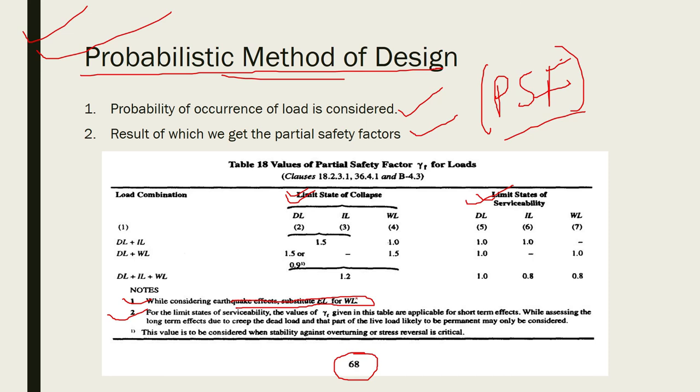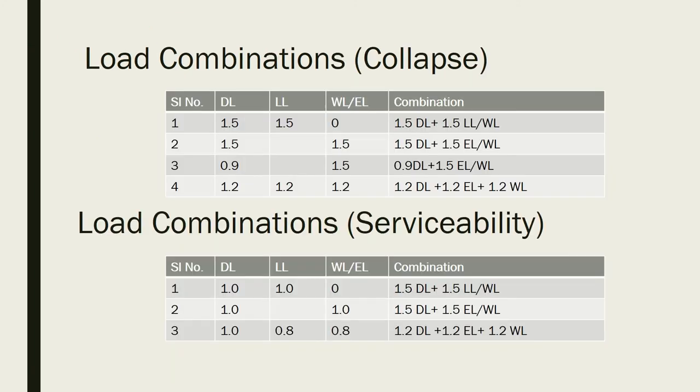So you can see that these two particular notes are very important. The first note says that if there is wind load, you replace this wind load by earthquake load, and if there is earthquake load, you replace it with wind load. That means you do not have to consider both at the same time. Why is that so? Let's see in the next slide, that is load combination for collapse.